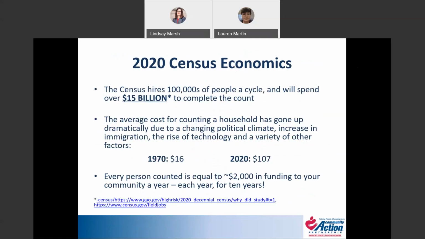The important thing here, I've already talked about the $16 versus the $107, but the important part here is that every person counted in America is equal to about [a certain amount] for your community every year for 10 years. So one person can be worth $20,000 in federal program funding for your community over the next decade, but only if we count them.